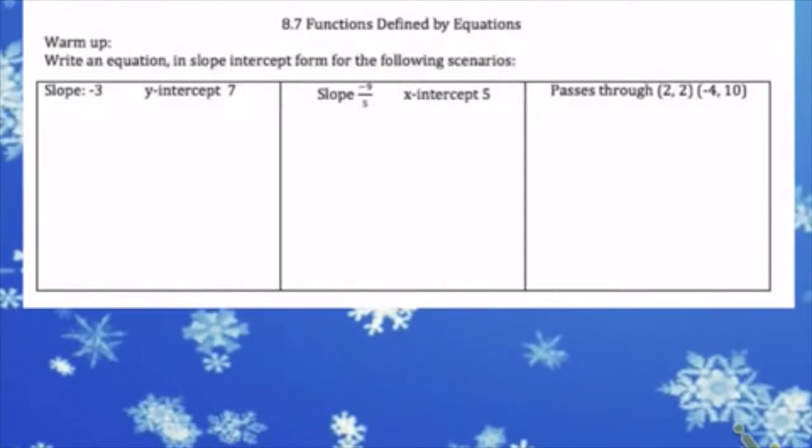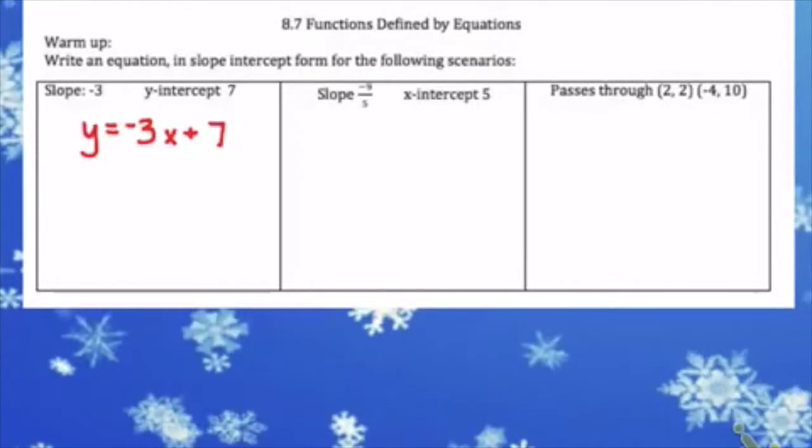Hello, algebra students. We're going to take a look at functions and equations, and this is section 8.7. We're going to start with a little warm-up. We want to remind ourselves about slope-intercept form. When we're given the slope and the y-intercept, we can write our linear equation in slope-intercept form. We just put in the slope for m, and we put in the y value for the y-intercept at b.